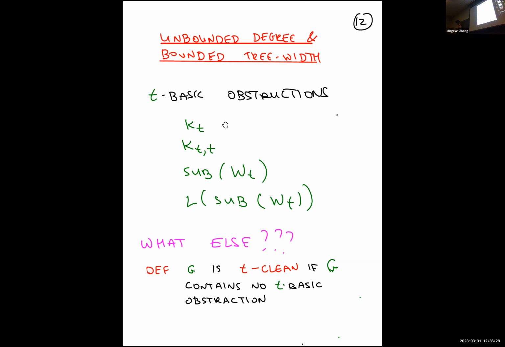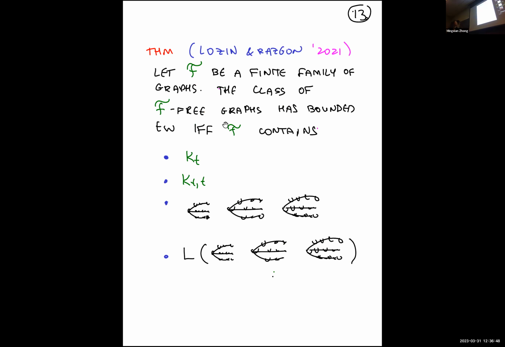And I know that I have to forbid the t-basic obstructions. If I don't forbid them, there's no chance I'm going to get bounded treewidth. So then the question becomes, what else do you need to forbid? A graph is t-clean if it doesn't contain any t-basic obstructions. And now I want to ask, what do I need to forbid in a t-clean graph in order to guarantee bounded treewidth? Okay, so Lozin and Razgon worked on a related question. So they proved a theorem. Not about t-clean graphs. They asked, what finite families can I forbid?